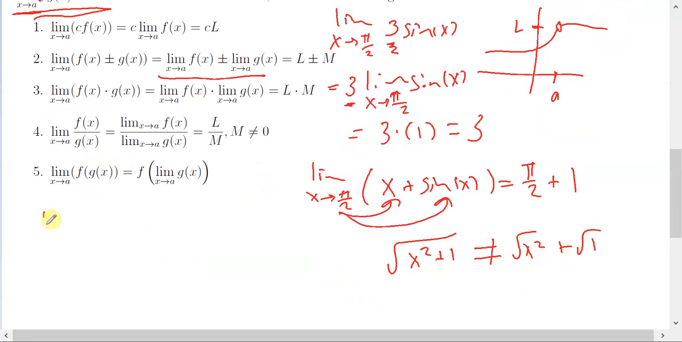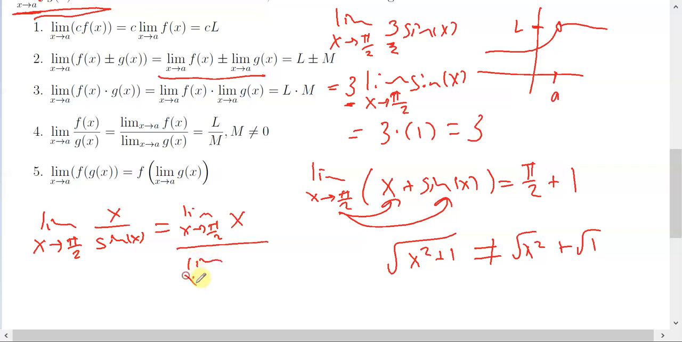So in a similar way, if I take the limit as x approaches pi over 2 of x over sine x, I just take the limits separately. I take the limit as x approaches pi over 2 of x, and the limit as x approaches pi over 2 of sine x. And what I get is, in the top, that's just pi over 2. In the bottom, it's sine of pi over 2, which is 1. So the answer is pi over 2.